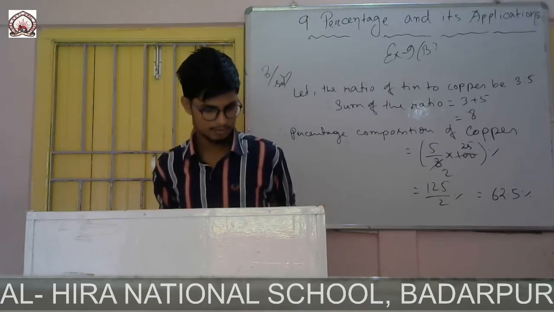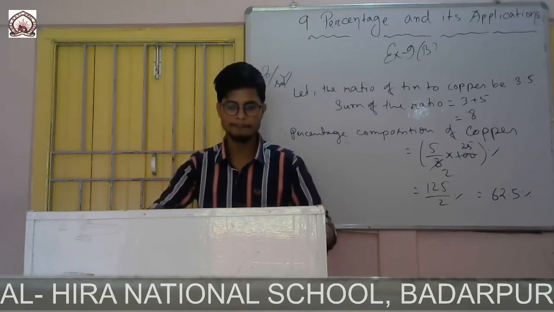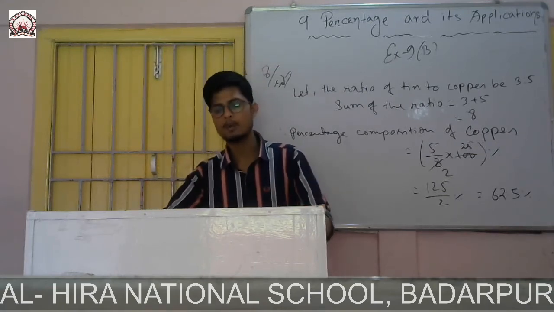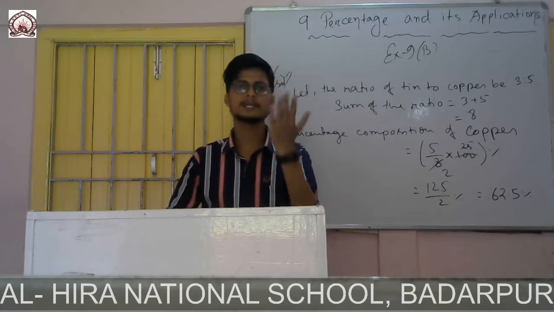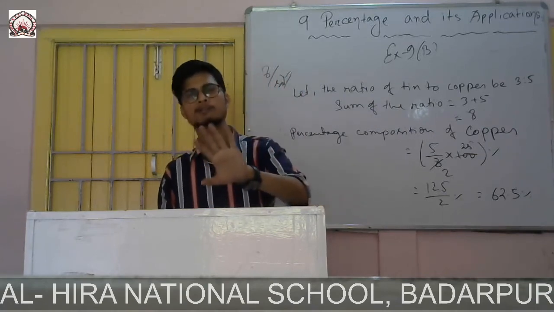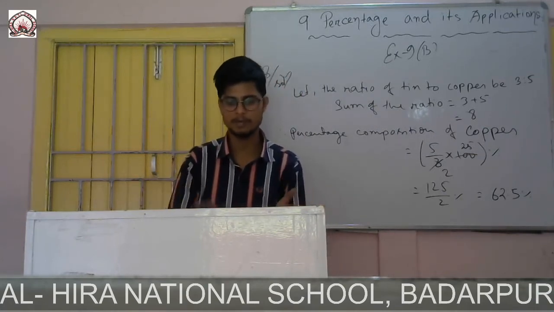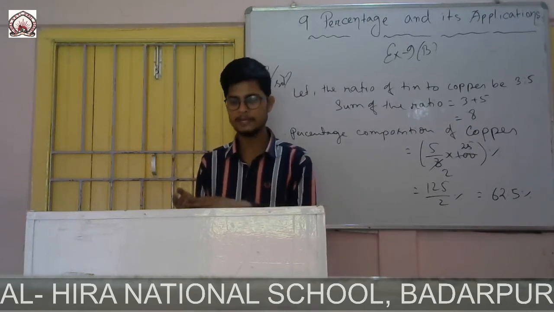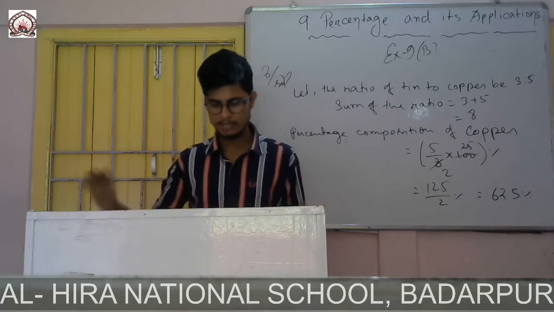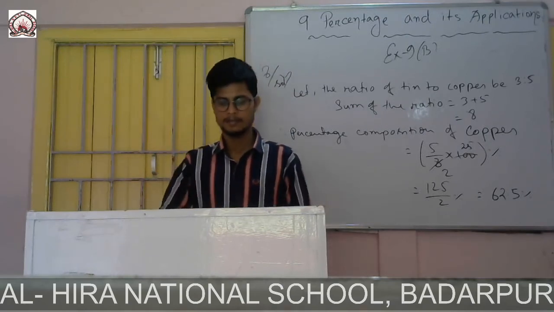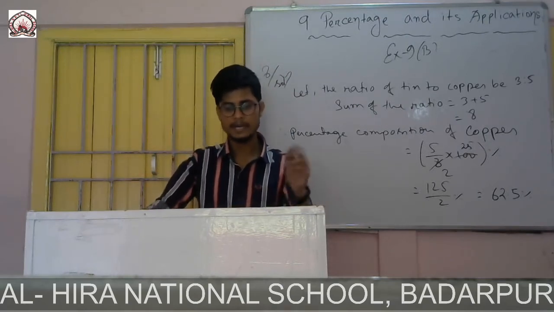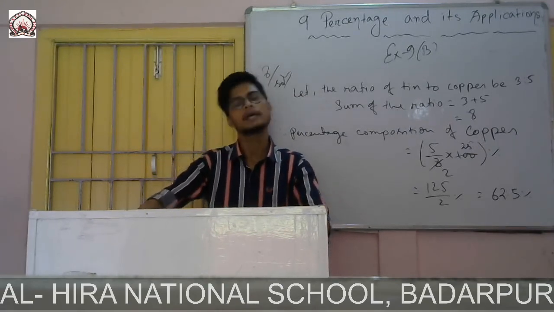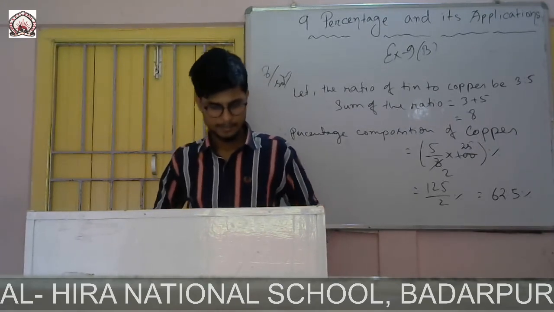Question number 10. The number of people employed in a firm decreased from 240 to 210. Find the percentage decrease. Same sum. Here you have to find the percentage decrease. So first of all you find the amount decreased. It will be 240 minus 210, which is equal to 30. Then you find the percentage decrease. It will be 30 by 240 into 100. You will get the answer.